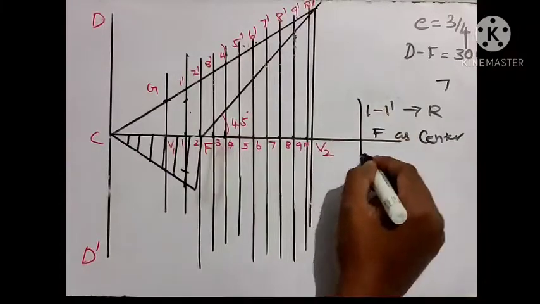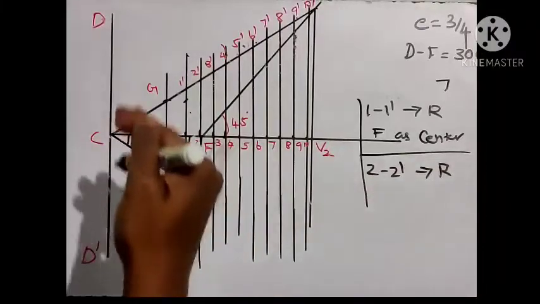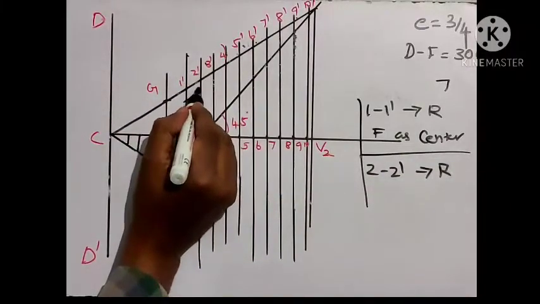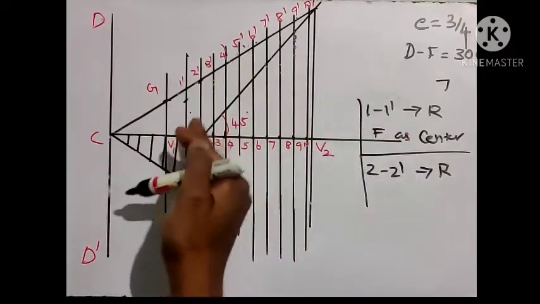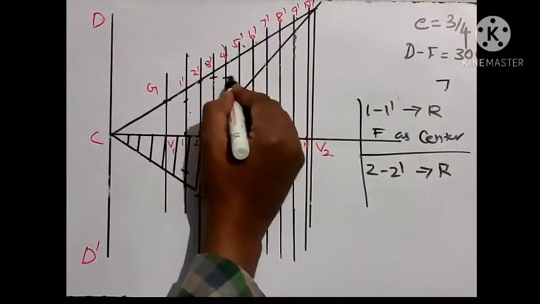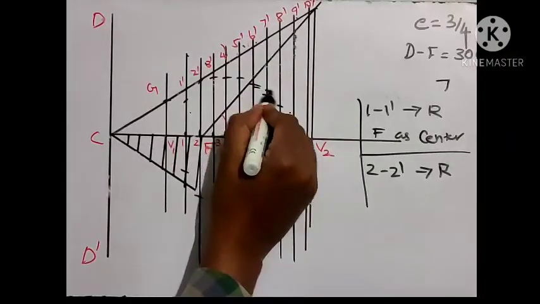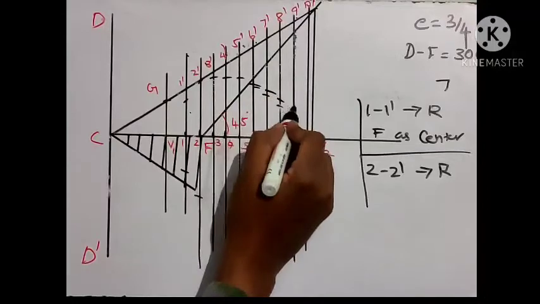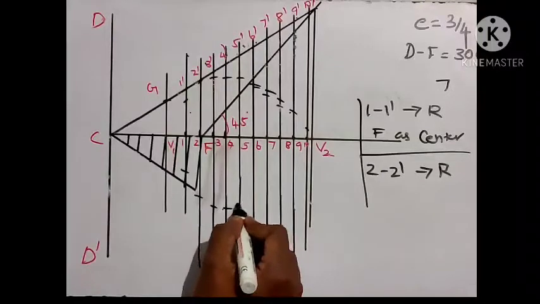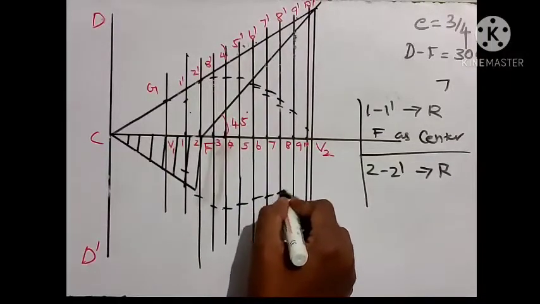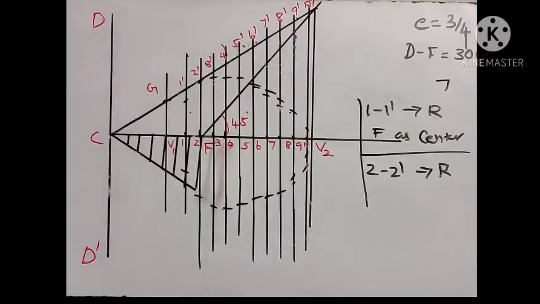So next is 2 dash as radius, and F as center. You need to make an arc on the 2 dash line on both the sides. And similarly, we need to do it for 3 dash as the radius. We need to do 4, 5, 6, 7, 8, on both the sides. So you will get some points.